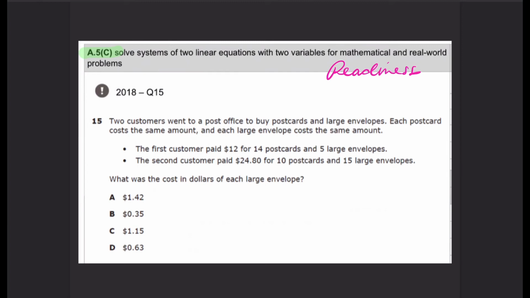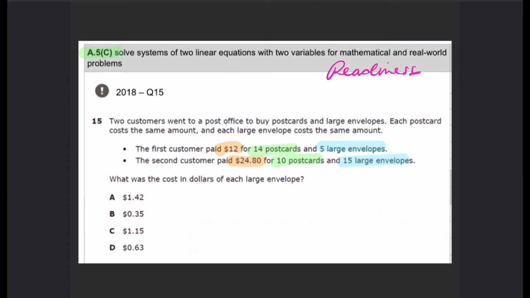And this question reads, 2 customers went to a post office to buy postcards and large envelopes. Each postcard cost the same amount, and each large envelope cost the same amount. The first customer paid $12 for 14 postcards and 5 large envelopes. The second customer paid $24.80 for 10 postcards and 15 large envelopes. What was the cost in dollars of each large envelope?